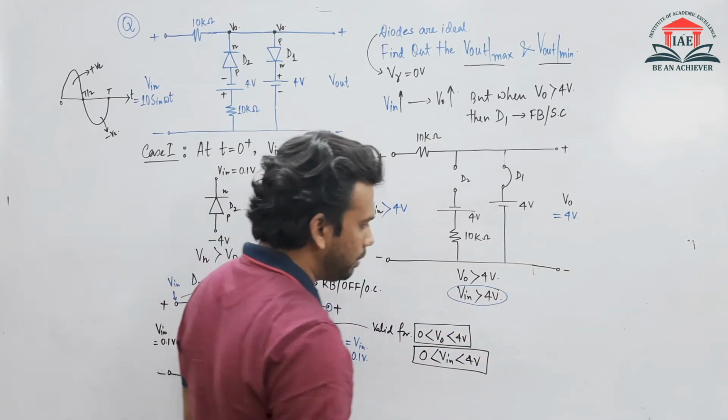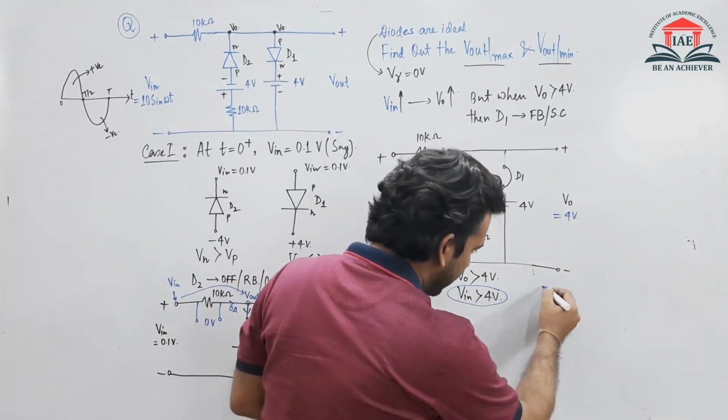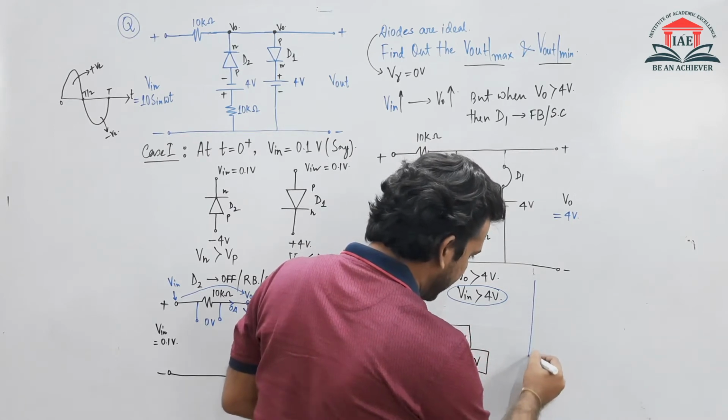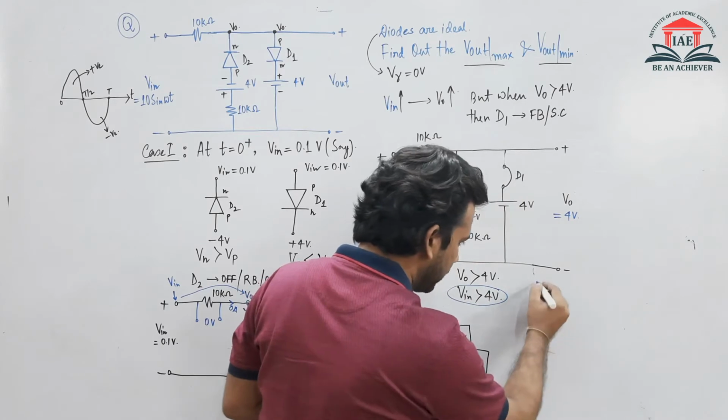That means if I want to draw the voltage transfer characteristics, the voltage transfer characteristics means the output voltage divided by the input voltage.